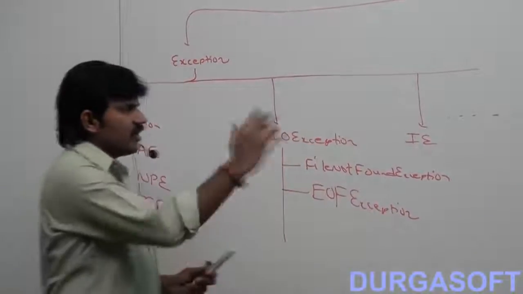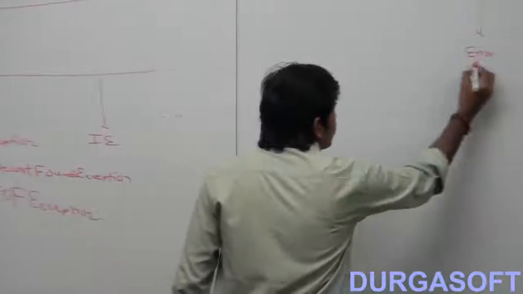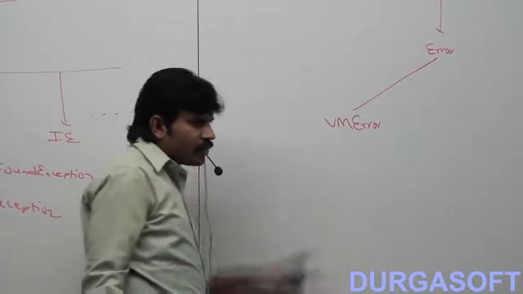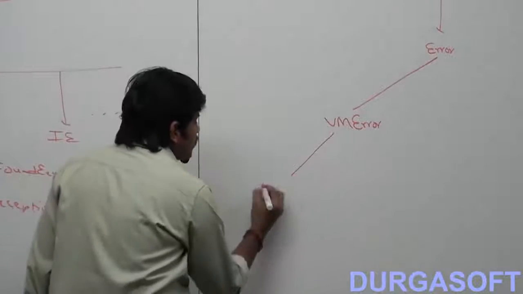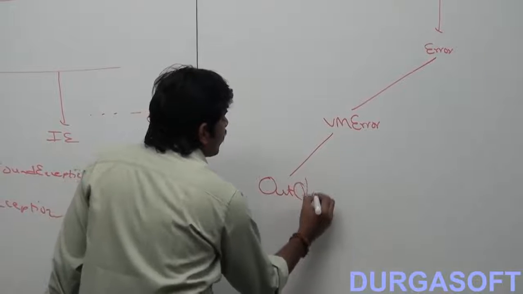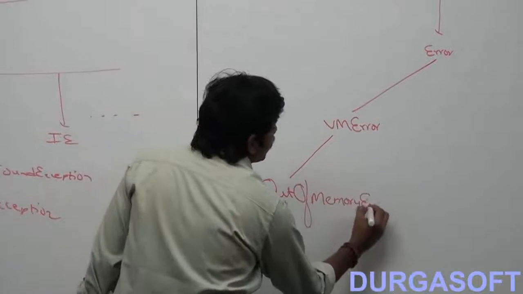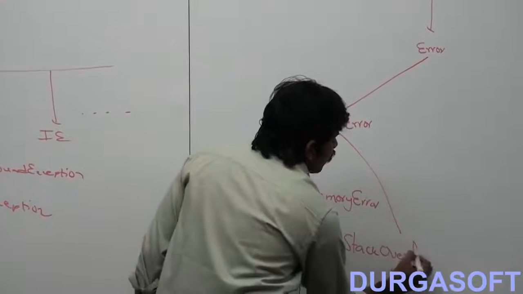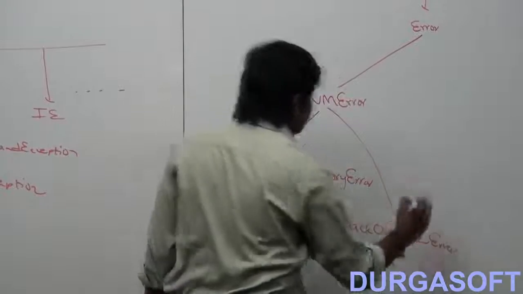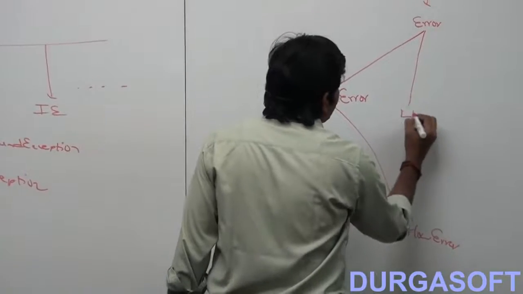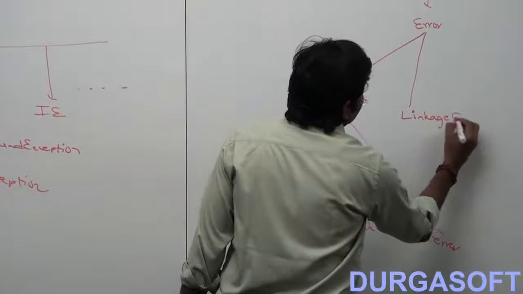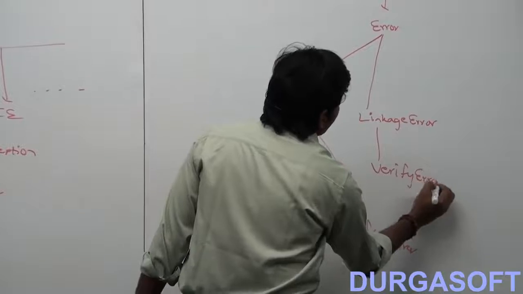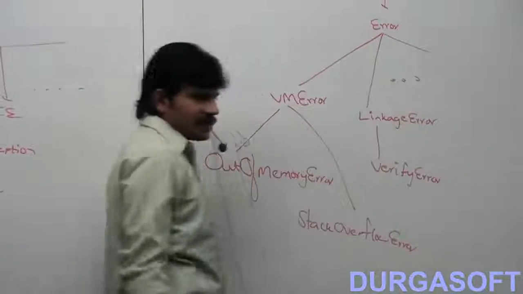Similarly, for Error there are several child classes. VMError, meaning Virtual Machine Error. Under it, OutOfMemoryError and StackOverflowError. Next, LinkageError, and under it VerifyError, and there are several others.